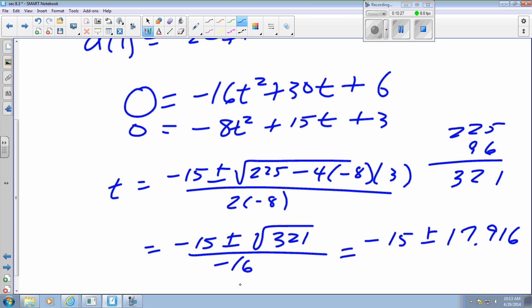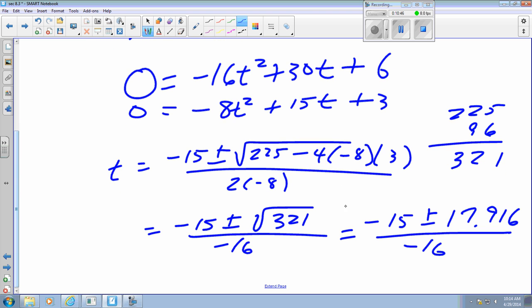17.916 all over negative 16. Most of the time when we're doing this, we avoid the negative root because that gives us a negative number on the top. But I'm going to get rid of the positive root because positive divided by negative is negative, and we don't want a negative answer, so I have to go after the negative root on the top, which gives me negative 32.916 divided by negative 16, which gives me a positive 2.1 seconds.